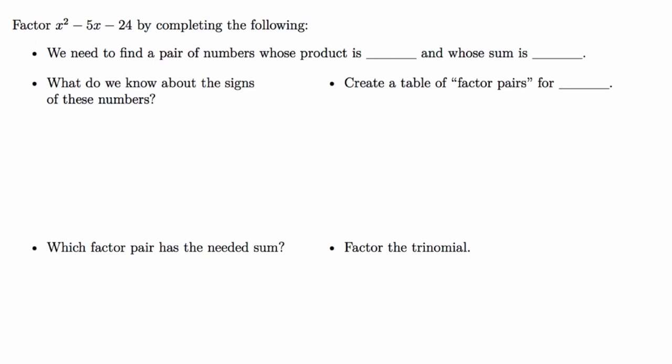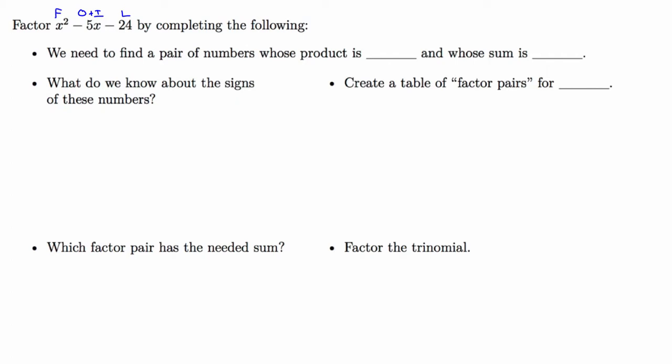We want to factor the trinomial x squared minus 5x minus 24. Knowing that trinomials come from the distribution or FOILing of two binomials, we know the x squared term came from the F in the FOIL, the first terms. We know the negative 5x came from the sum of the outside and the inside products, the O and the I. And the negative 24 came from the product of the last terms of each of the binomials.